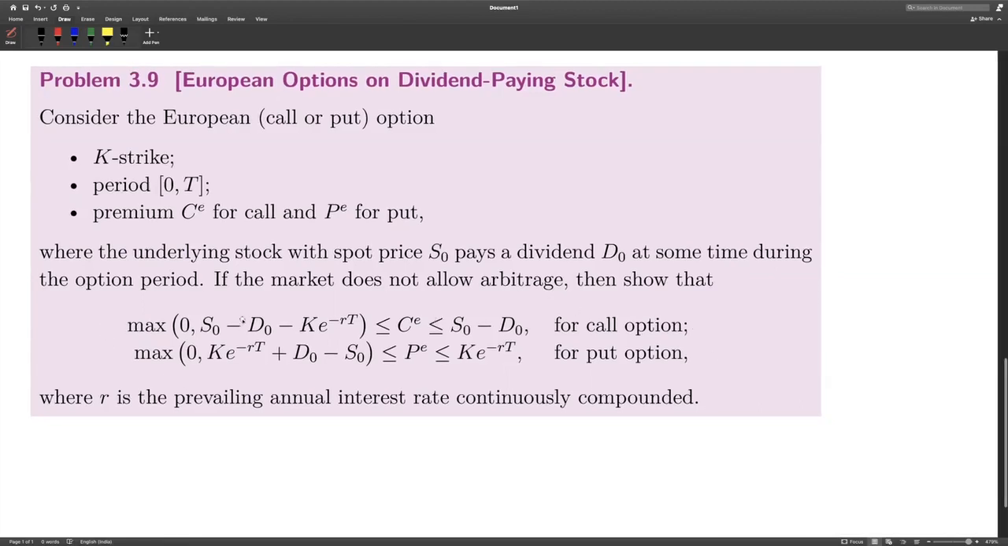You can observe that the only difference between the bounds that we give here and the bounds we obtained in the case of no dividend paying is that there is a D naught term sitting in the lower and the upper bound. So you can clearly see the logic in why it is coming. In fact, you can also put a discount factor to D naught with the prevailing interest rate or continuously compounding, but I have not put it here. I hope you can prove this. The proof will be exactly like what we did in the previous theorems. So I'll leave the proof of these bounds as an exercise to you.